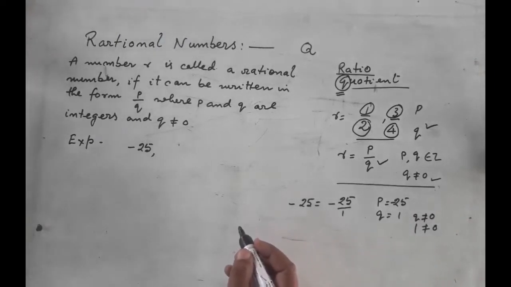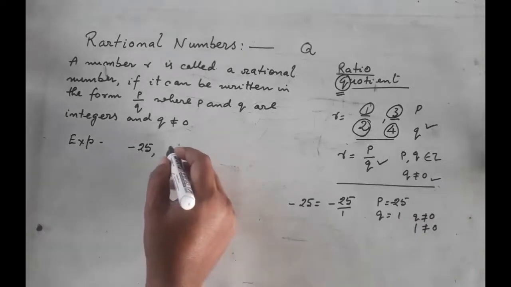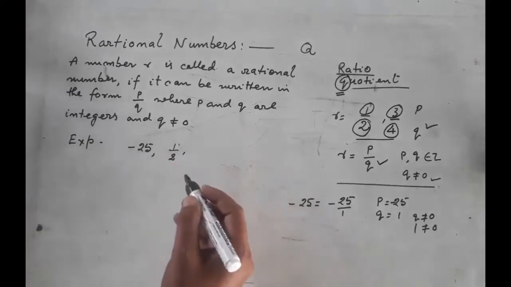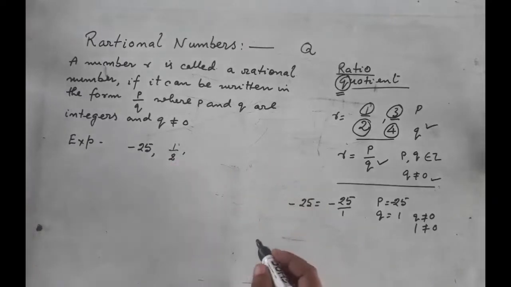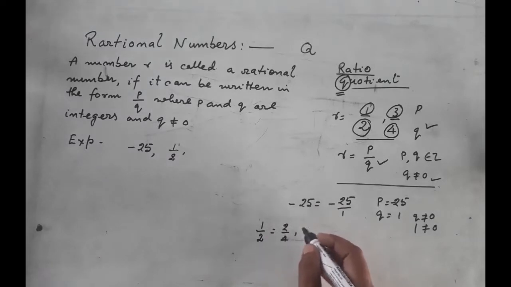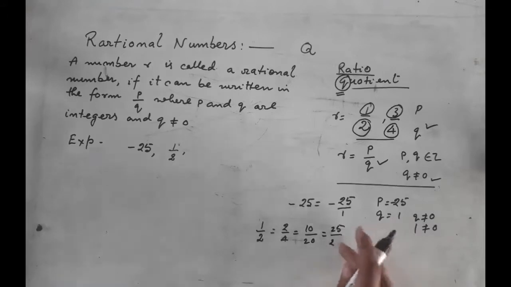We can also write as 1 by 2. 1 by 2, that is also a rational number. 1 by 2 can be written as 2 by 4, can also be written as 10 by 20, can also be written as 25 by 50.